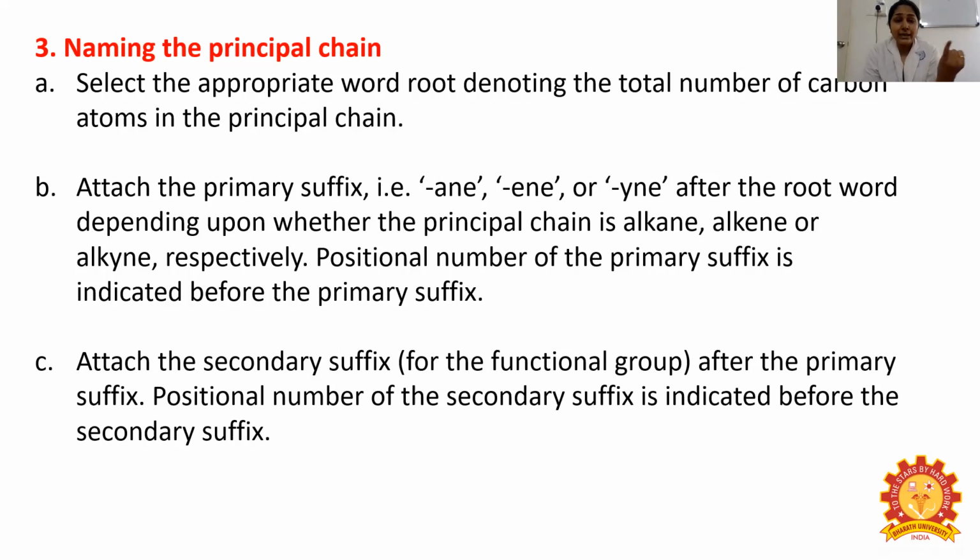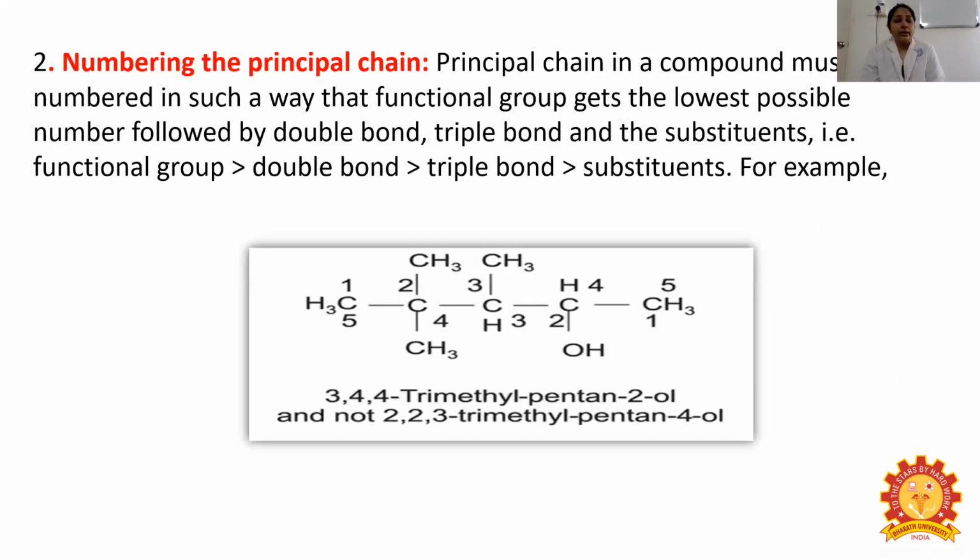Rule one: select the appropriate word root denoting the total number of carbon atoms in the principal chain. Attach the primary suffix ane, ene, yne after the word root depending upon whether the principal chain is alkane, alkene or alkyne respectively. Attach the secondary suffix for the functional group after the primary suffix. The positional number of the secondary suffix is indicated before the secondary suffix. That is the locant.